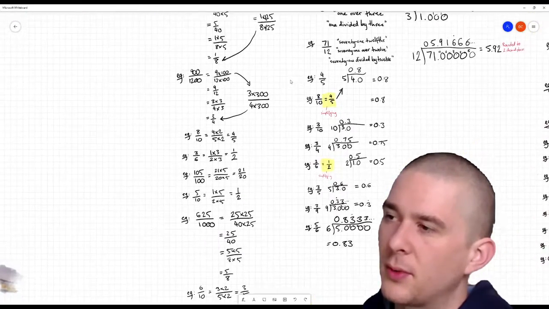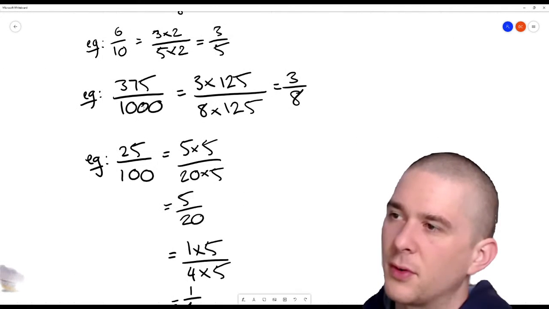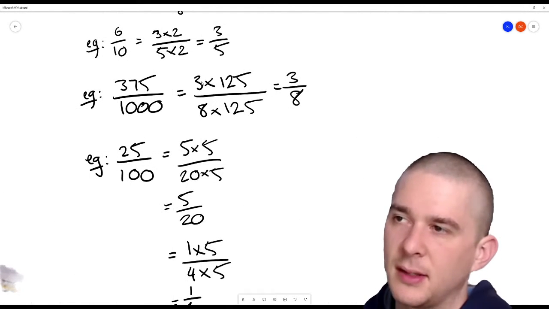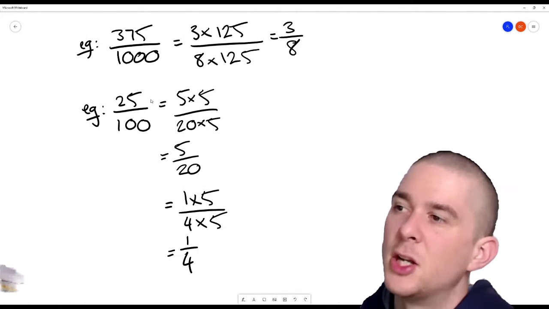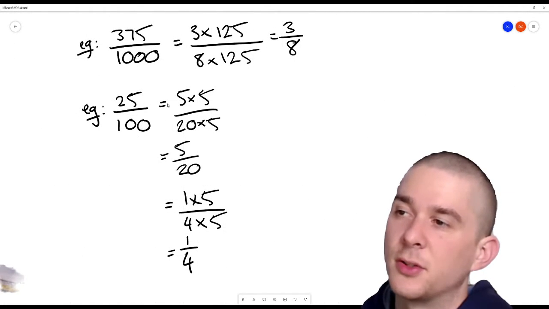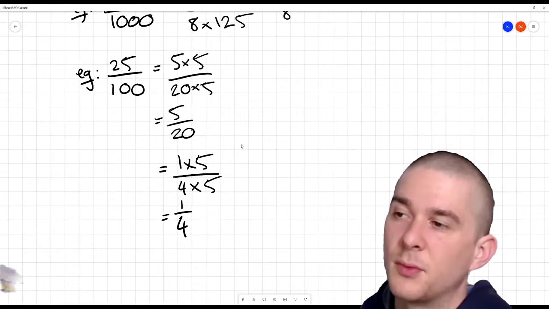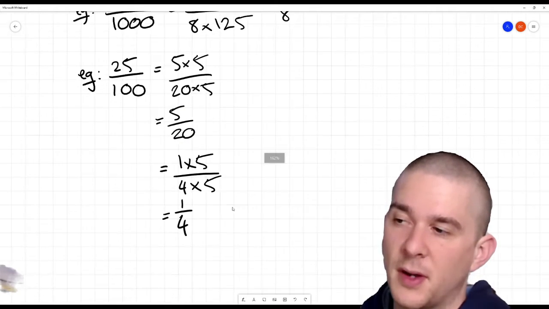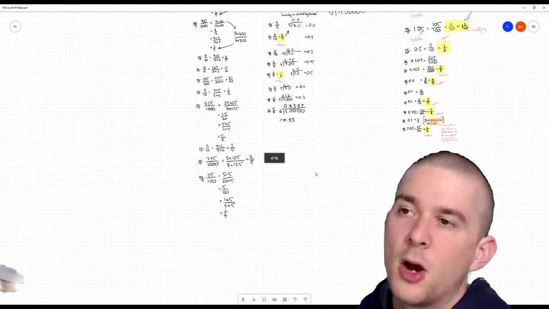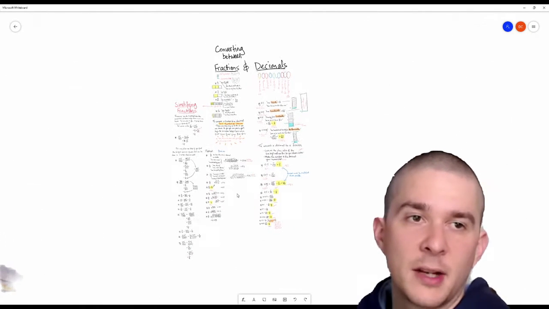Okay, back to where we were, simplifying. We just did 375 over 1,000, that's 3/8. 3 amounts of 125 over 8 amounts of 125. 25 over 100, so this is 5 times 5 over 20 times 5. And then we can simplify again, this is 1 times 5 over 4 times 5. We get 1/4. All right, so that's everything that I have here for converting between fractions and decimals.